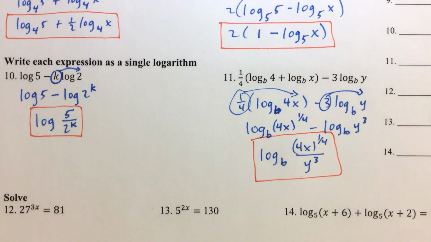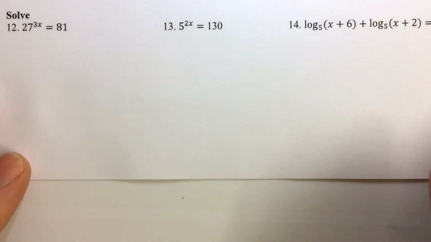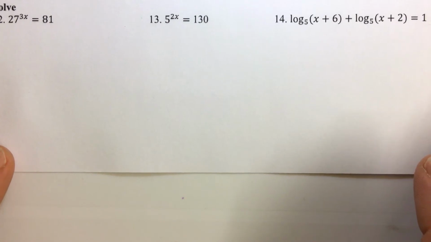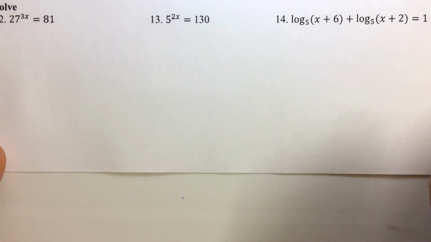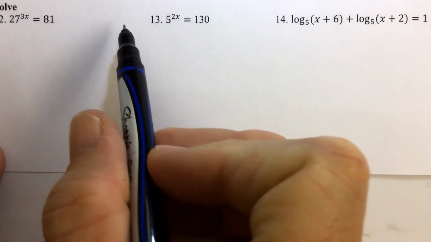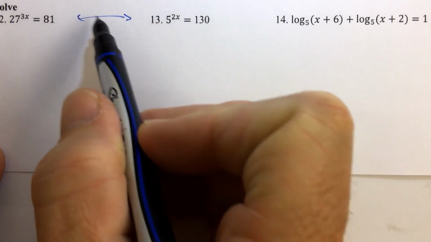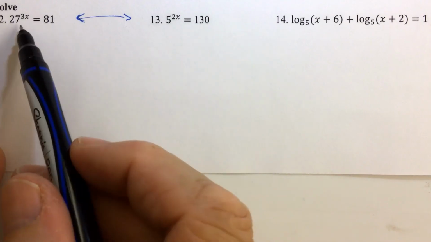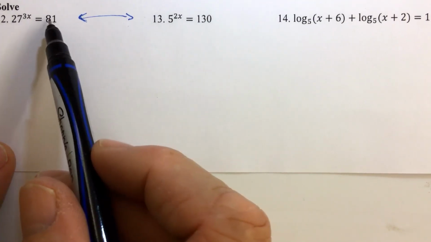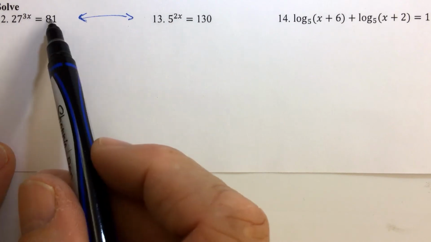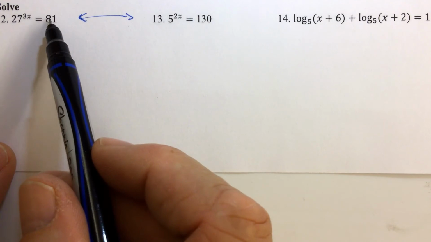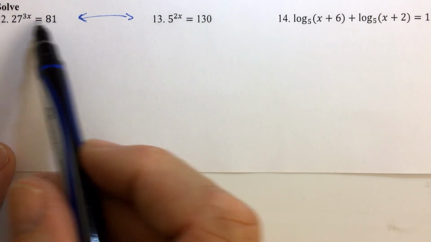Okay. And then down here to number 12 through 14, we're solving exponential equations. I'm going to try to squeeze all this in so we can see everything here. This is a really good example. You can see the two different types of exponential equations. Let's look at them both before we get started. Number 12, we can see that both the bases, 27 and 81, can be written as powers of 3. So we're going to do that.